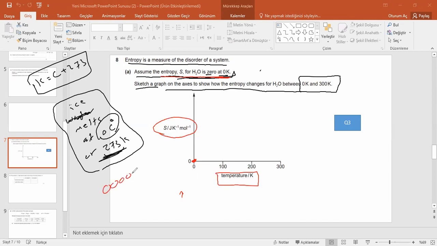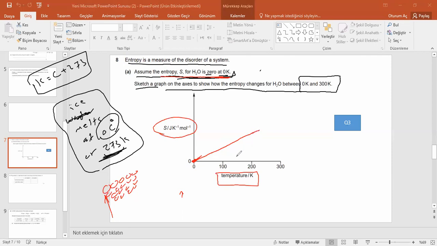Guys, ice looks like this. The particles of ice are arranged in an ordered manner because it is solid and a crystal lattice. When you increase the temperature, the particles start to vibrate faster. That's why the disorder increases. So when I increase the temperature, the entropy increases as well. So we get this line.